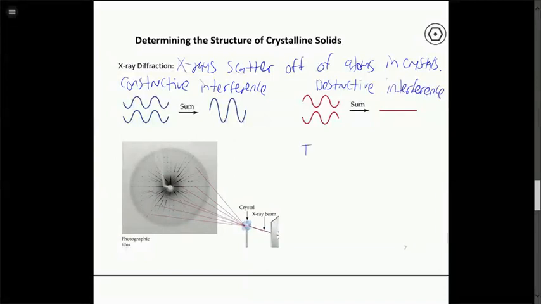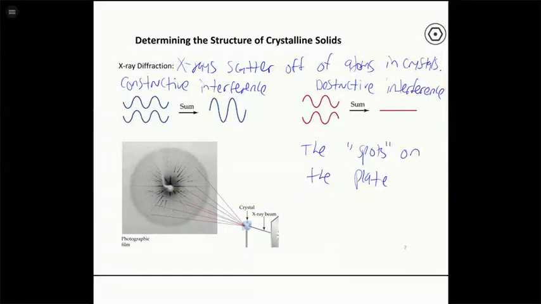So the spots that we see, this is our detector plate where the scattered X-rays are going to hit. It's kind of like a photographic plate. And when the scattered X-rays hit that, where we see these spots are the angles at which we have constructive interference.